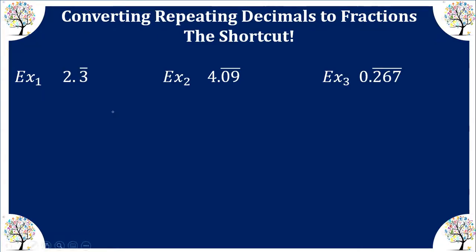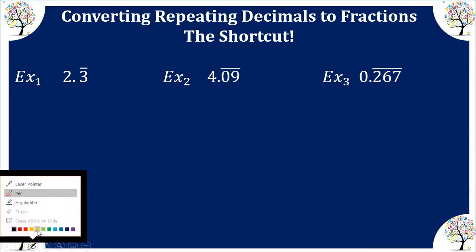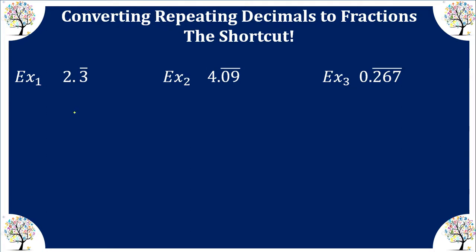Now let's take a look at how we convert repeating decimals into fractions. And I'm just going to show you the shortcut. I'm not going to show you the algebraic way. So this is just a shortcut. So 2.3 repeating. First of all, we have our whole number. Then we have one digit that is repeating. So you take that number and you place it over a single 9. 2 and 3 ninths. Of course, 3 ninths can simplify.